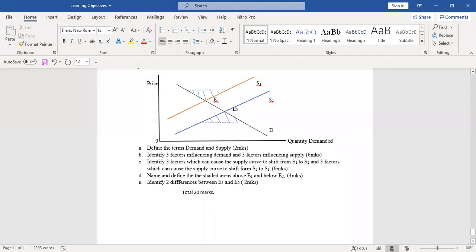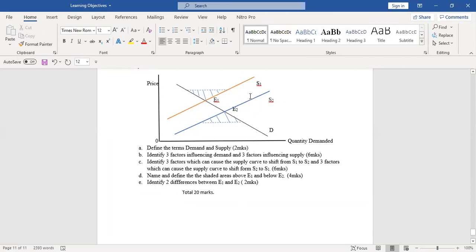Going back up to the graph here now. So we have two supply curves. You have S1 and we have S2. The first part is identify three factors which can cause the supply curve to shift from S1 to S2. So from S1 to S2, that's an outward shift. What will cause the supply curve to shift to the right or outward? Okay?